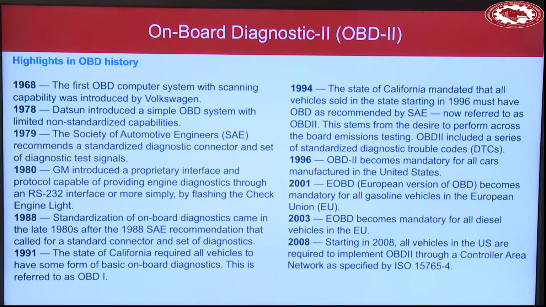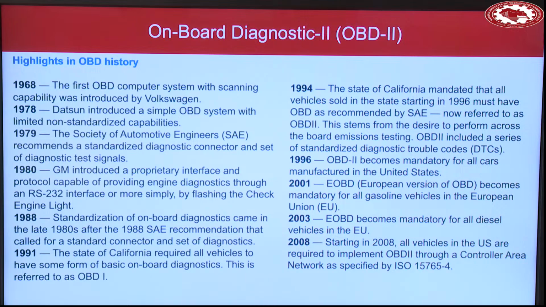In 1991, this actually started being implemented, mostly in the US. From 1991, it started getting more popularity. The State of California required all vehicles to have some kind of basic onboard diagnostics. This is referred to as OBD1. Then in 1994, after 3 years, they made it mandatory, saying that if you're a manufacturer, you have to have this in the cars. In 1994, the State of California mandated that all vehicles sold in the state, starting in 1996, must have OBD as recommended by SAE, the Society of Automotive Engineers.